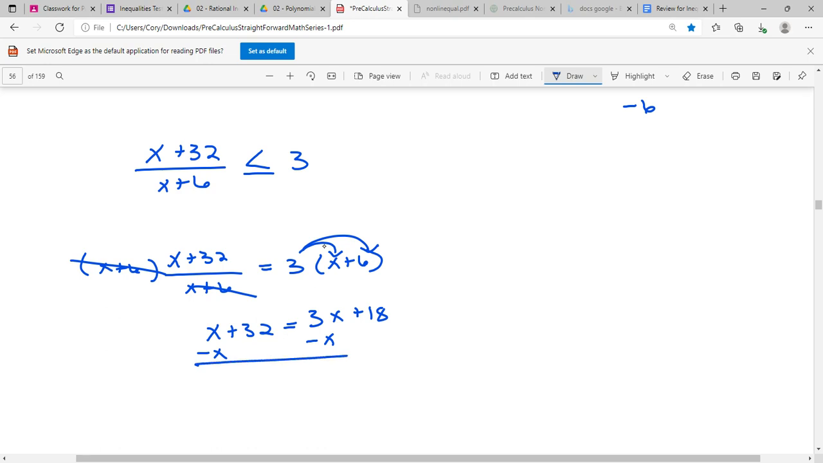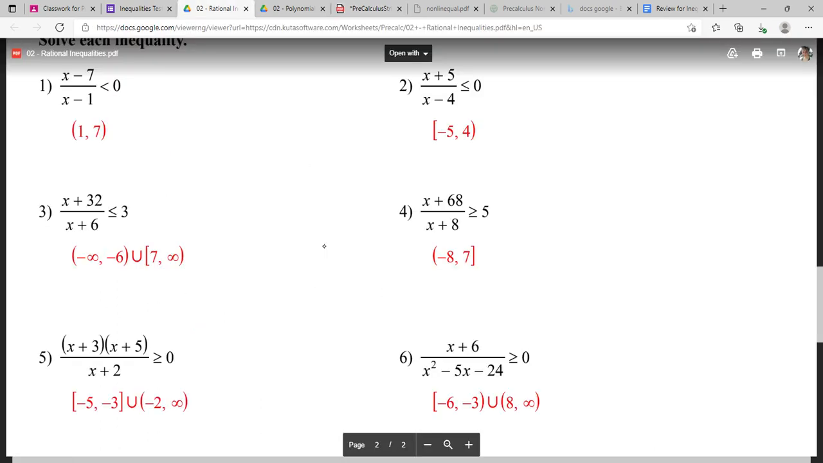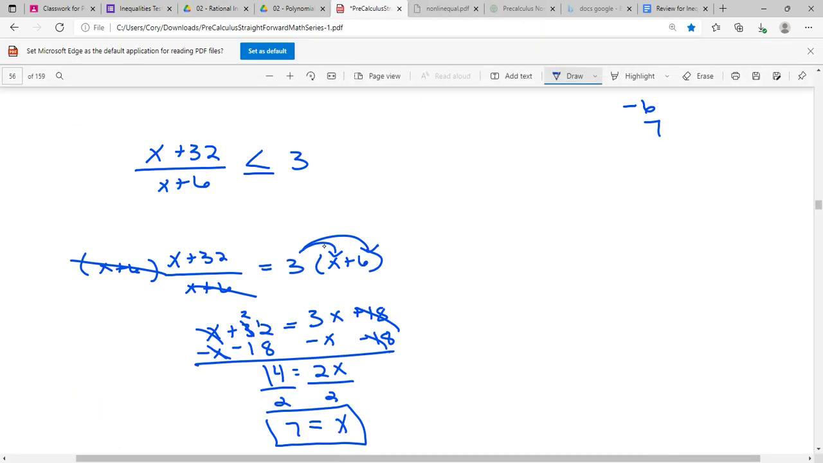and I'm going to get 2x right there, and then I'm going to subtract this 18. 32 minus 18 is 14. And then divide by 2, and I get x equals 7. See how when it's not equal to 0, I have to work the whole thing out. So I've got negative 6, and I've got positive 7.